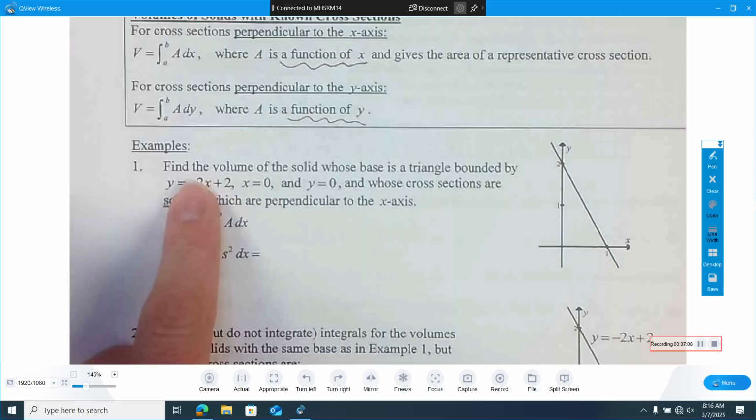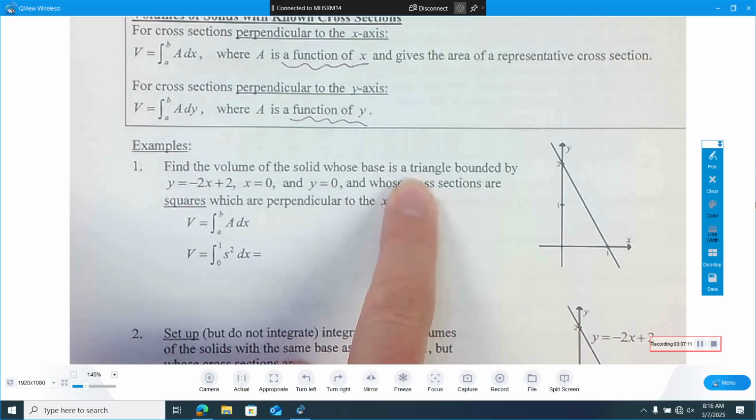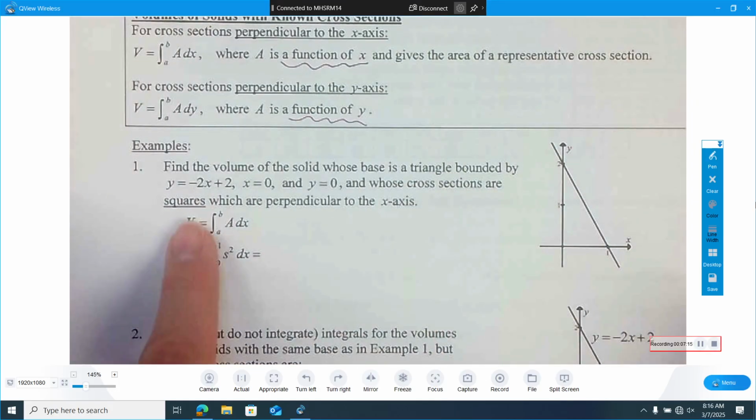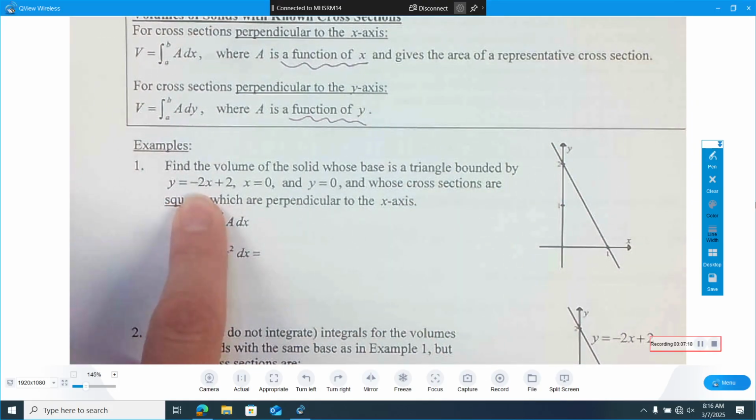We want to find the volume of a solid whose base is a triangle bounded by y equals negative 2x.